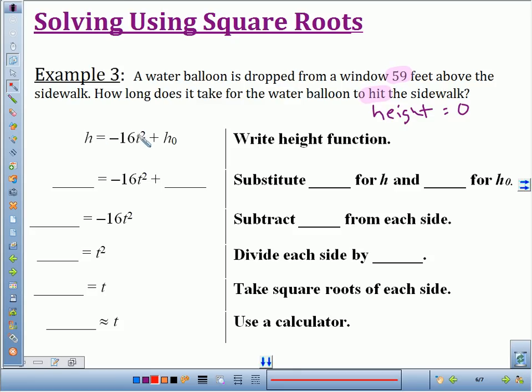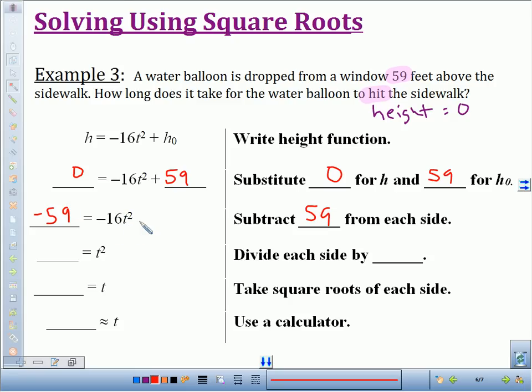So when we're actually working out this problem, we start by writing the height function down. H equals negative 16t squared plus h sub 0. We want to substitute in 0 for h because that's what we want to know. When is the height 0? When does it hit the ground? And we want to substitute in 59 for the starting height because that's where it starts. All right, now we subtract 59 from both sides, and when we do that, we get 0 minus 59 is negative 59 equals negative 16t squared.